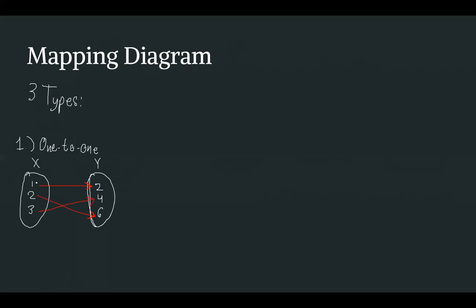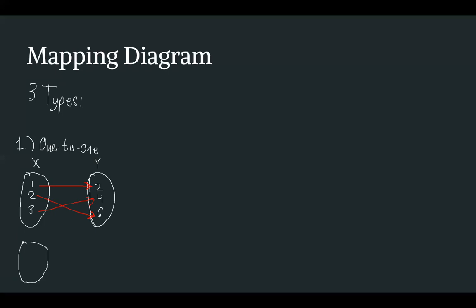So the element from the set X has an association or relation, or to put it simply, a match to one of the elements in set Y. So 1 to 2, then 2 to 6, 3 to 4. That means each of the elements in set X has its own matched element in set Y. Only one. Right? Only one.